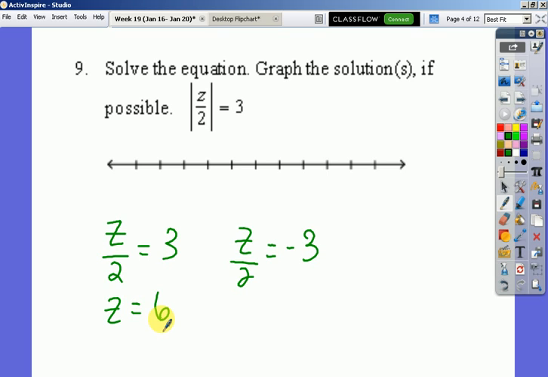6 divided by 2 is 3. Absolute value of 3 is 3. Multiply both sides by 2 here. Z equals negative 6. Negative 6 divided by 2 is negative 3. The absolute value of negative 3 is also positive 3. In this case, they just want you to graph 6 and negative 6. So, 0, 2, 4, 6, negative 2, negative 4, negative 6. Simply plot those points.